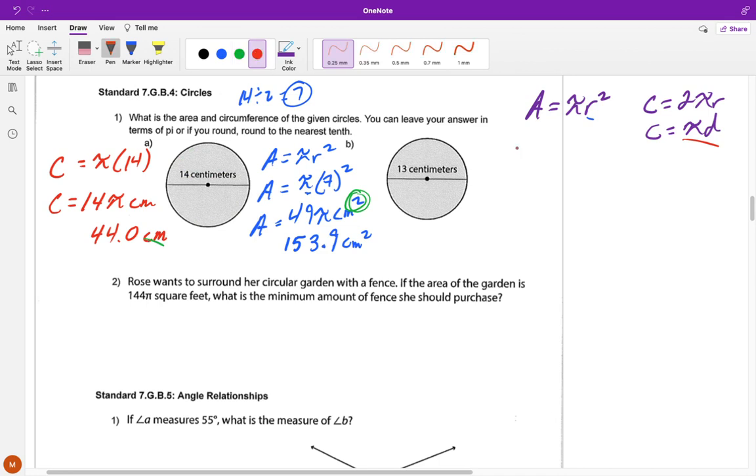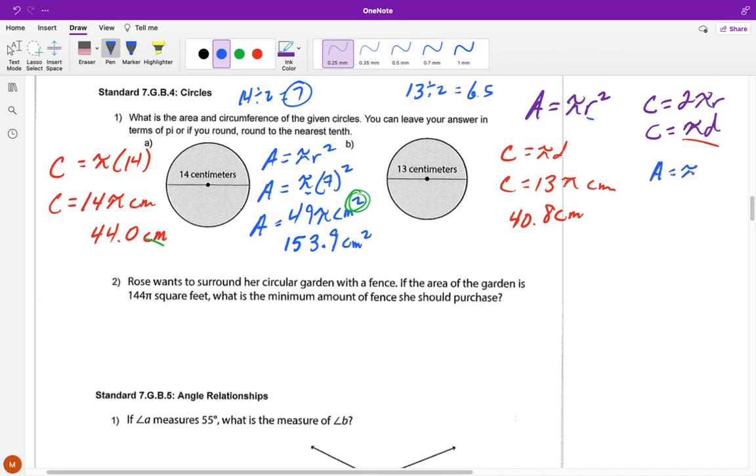All right. So for this next one, same thing. It's giving us our diameter. So our circumference is equal to pi times our diameter. So we can say our circumference is equal to 13 pi cm, or you can plug it into your calculator to round it to a decimal of 40.8 centimeters. For our area, though, we need to figure out our radius. So 13 divided by 2 is equal to 6.5. So our radius is equal to 6.5.